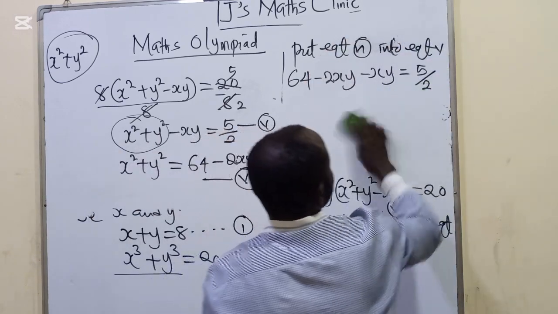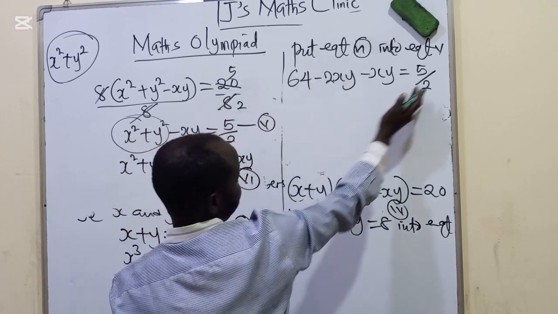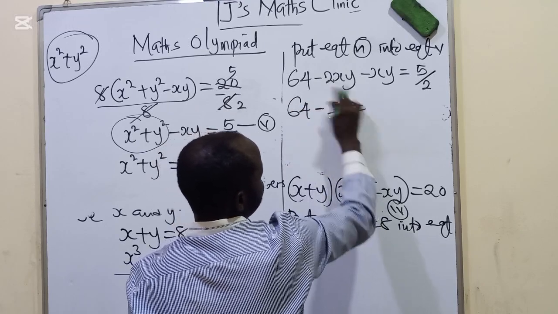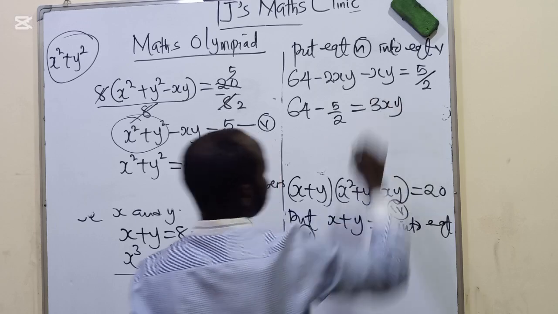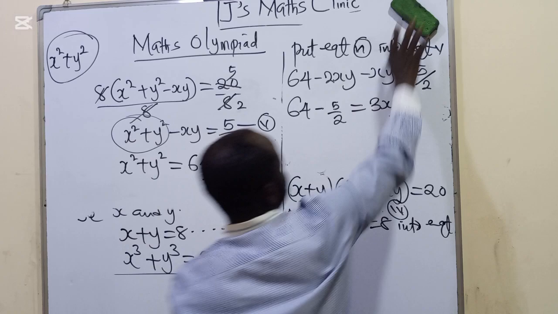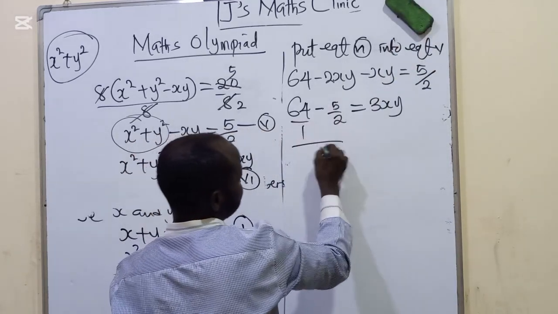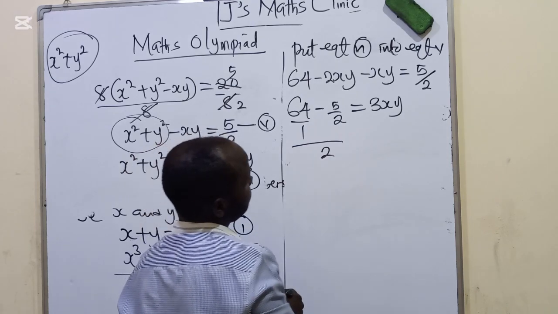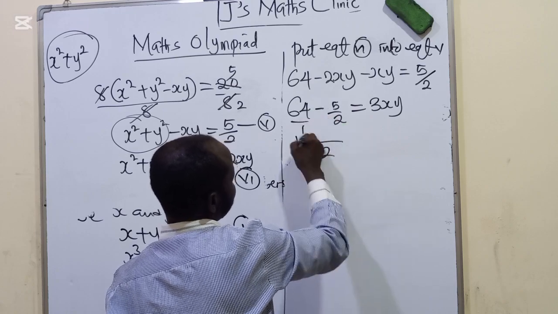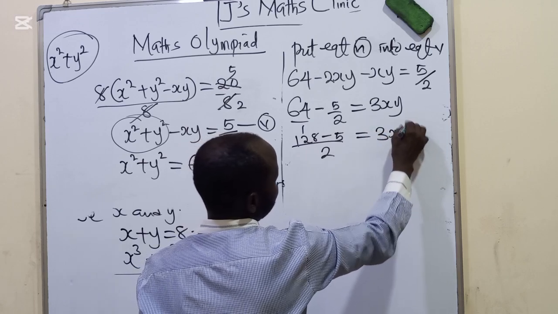Here, we can rearrange this: let's bring this and take this to the other side. We have 64 minus 5 divided by 2 will be equal to 3xy. Very important. Let's work on this side. Let's find the LCM. The LCM is 2. 1 into 2 is 2. 2 times 64 will be 128. 128 minus 5 will now be equal to 3xy.